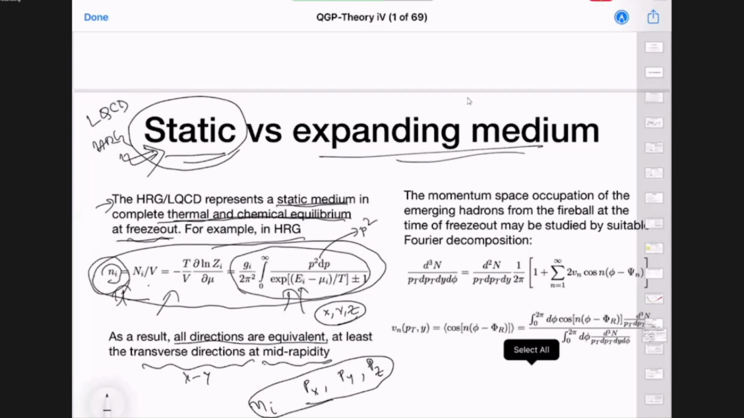So the momentum space occupation of the emerging hadrons, right? I hope it is clear what I mean by this. I exactly mean this: at different phase space or different momentum space, how many hadrons are there? So this is a phase space differential information, or a momentum space differential information.